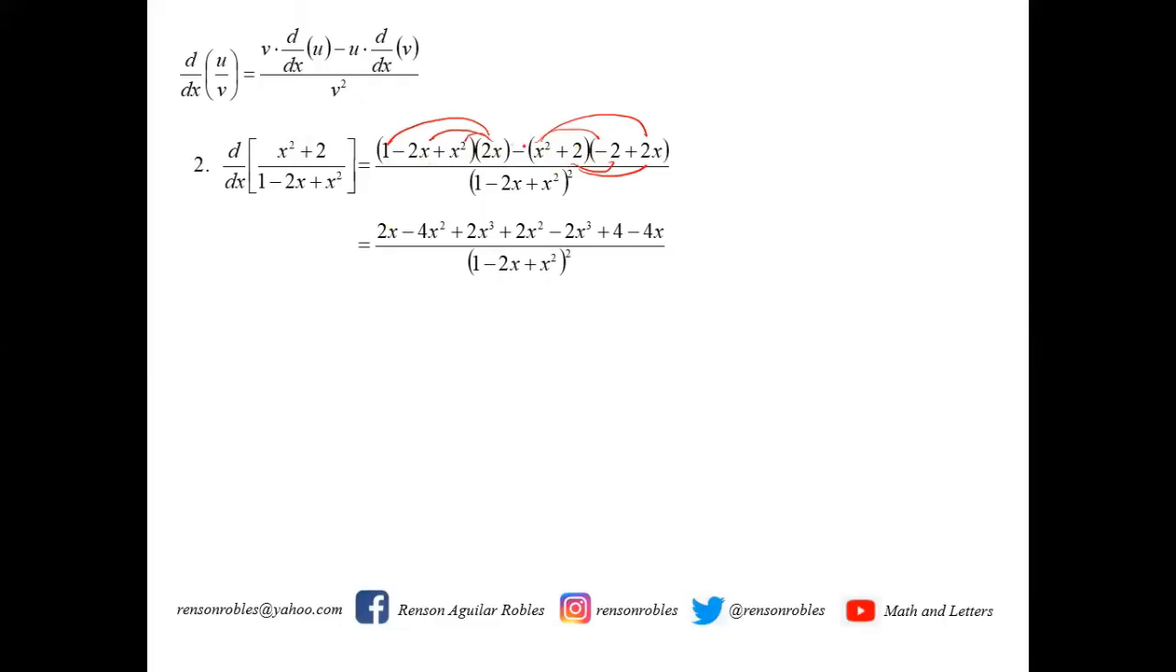Then you consider this minus sign. That's why it will become positive 2x squared. X squared times 2x will become positive 2x cubed. Again, you consider this sign. That's why it will become negative 2x cubed. Then 2 times negative 2 is negative 4. Then you have this minus here. So it will become positive 4. 2 times 2x will become 4x. And then again, do not forget this minus sign here. So that will become negative 4x.